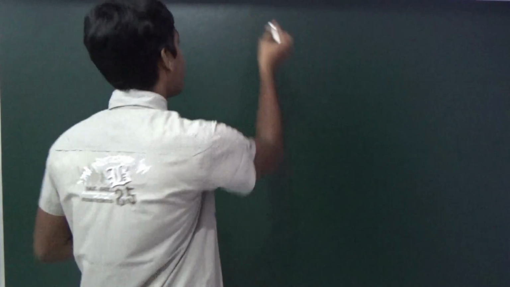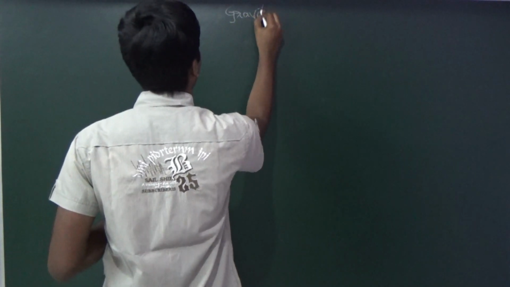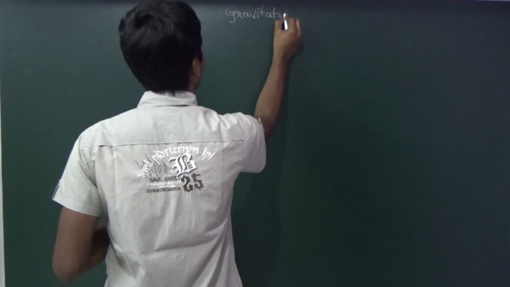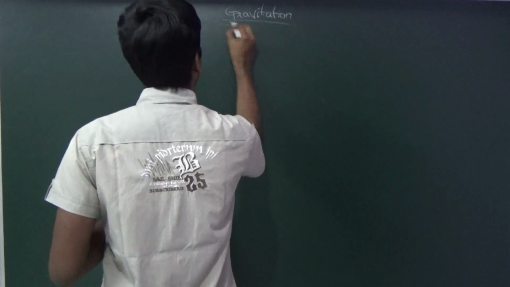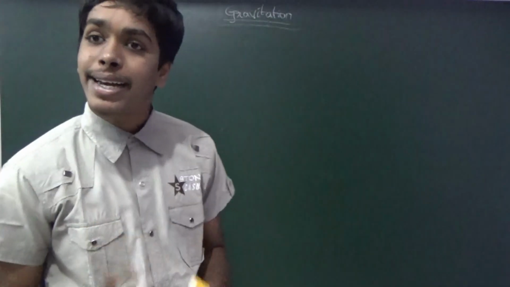Hello all. Now we will start a new chapter called gravitation. First, what is meant by gravitation? Gravitation is a force of mutual attraction between two objects in the universe. It is a mutual attraction. That means the attraction is between the two particles.